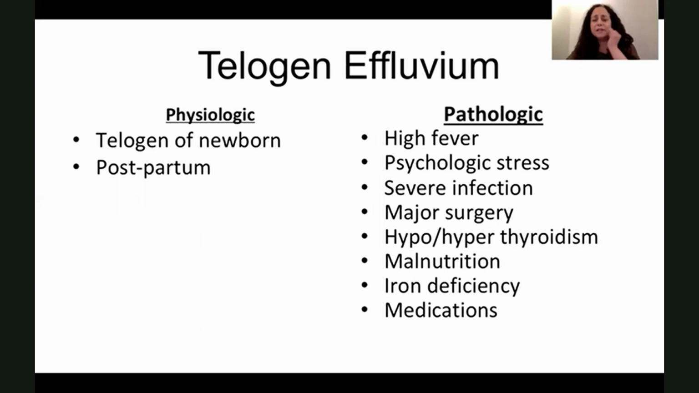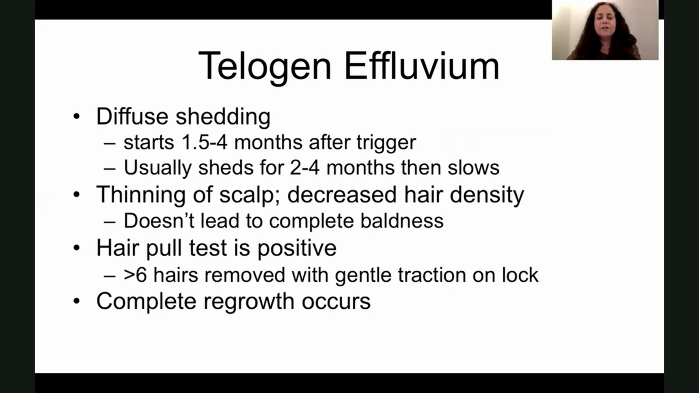Many types of illness or psychological stress can also cause this, including surgeries, infections, high fevers, and malnutrition, etc. And these are things that can cause telogen effluvium as part of their presentation. The diffuse shedding in telogen effluvium starts about 1.5 to 4 months after the trigger, and it usually lasts for about 2 to 4 months and then slows down.